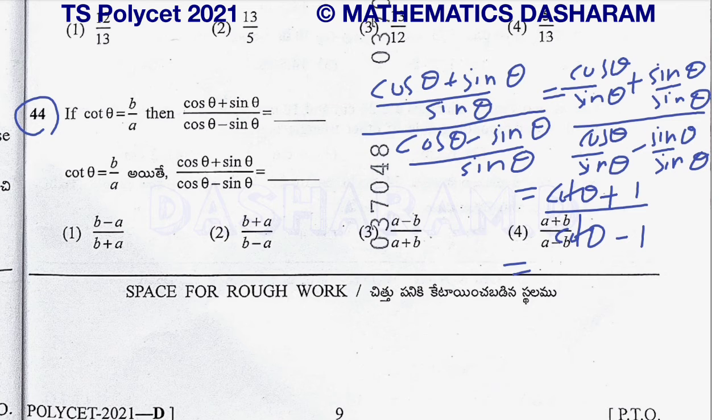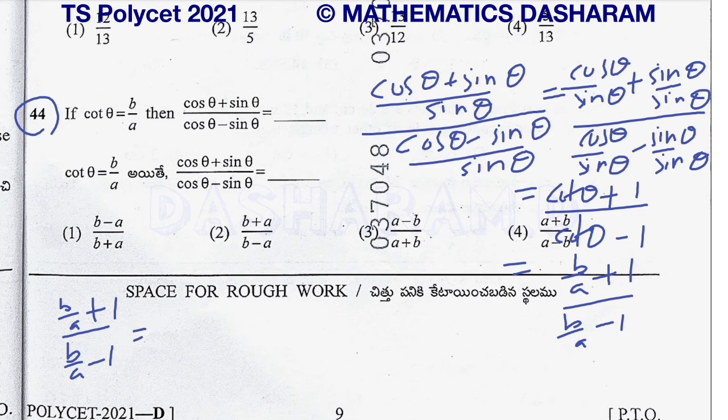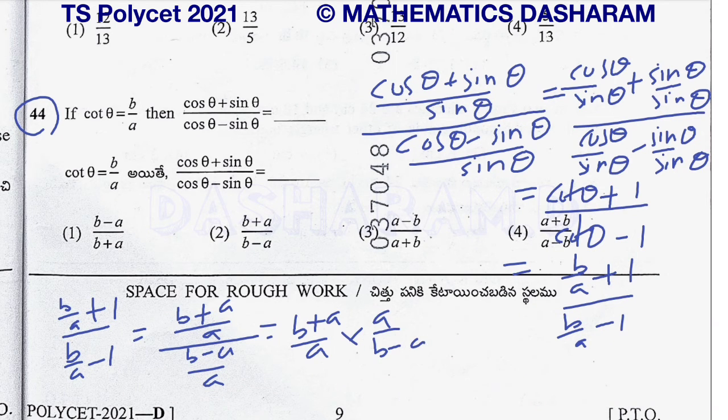Cot theta value is given, that is b by a plus 1, b by a minus 1. So here I am writing b by a plus 1, b by a minus 1. Taking the LCM, b plus a divided by a, and here also b minus a divided by a. So b plus a divided by a, into a divided by b minus a. Here a cancels, giving b plus a divided by b minus a. So option 2 is correct.